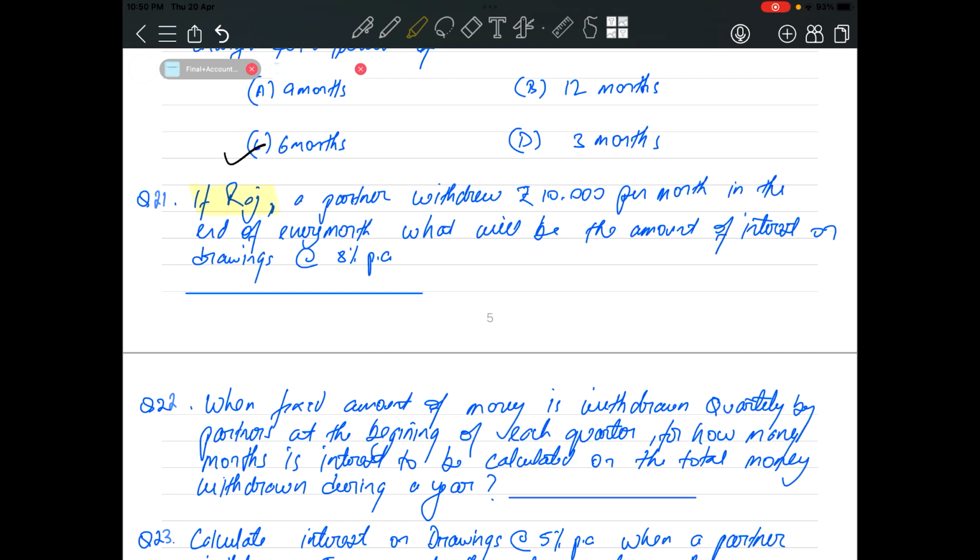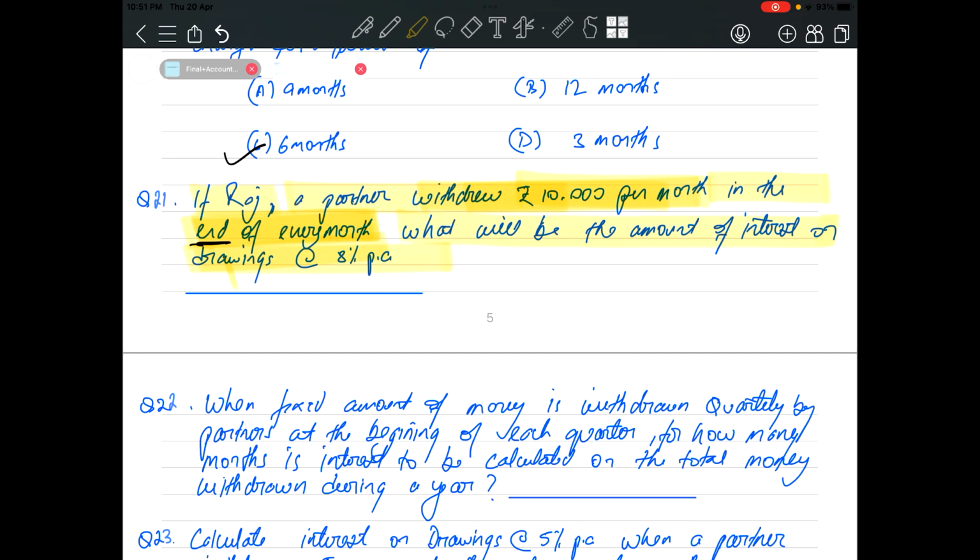Mr. Raj, a partner, withdraws 10,000 per month, at the end of every month. What will be the amount of interest on drawings at the rate of 18% per annum? So this is the question. How much is he withdrawing? He is withdrawing 10,000 per month at the end of every month.